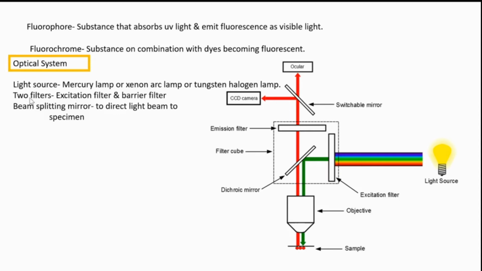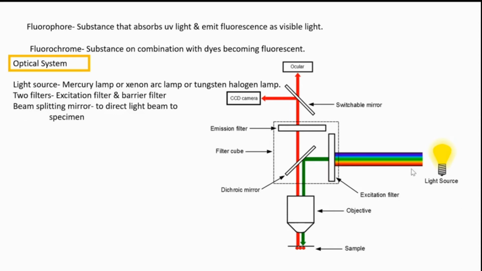Then the next important parts are two filters. The two filters present in the fluorescent microscope are the excitation filter and the barrier filter. These are the two filters, and I will tell about them later while talking about this diagram. Then a beam splitting mirror is also present. What is its purpose? To direct the light beam towards the specimen, there is a beam splitting mirror.